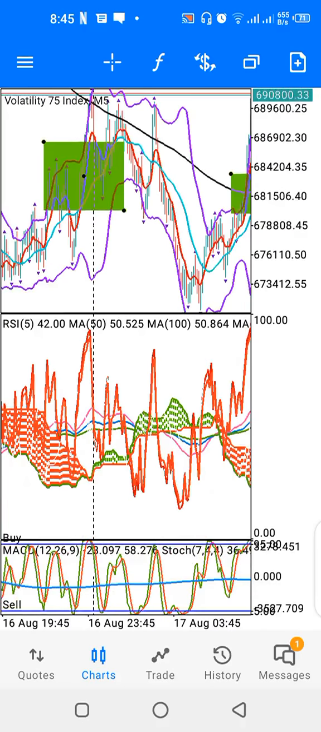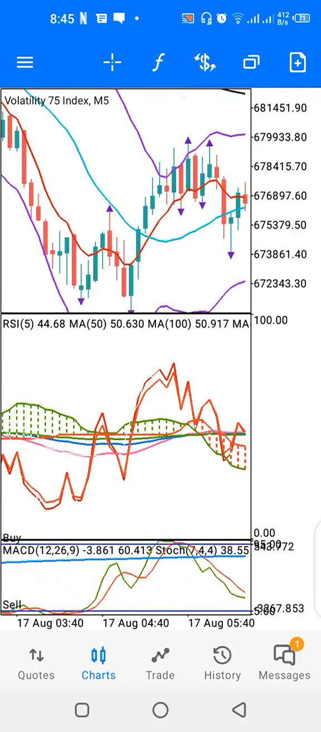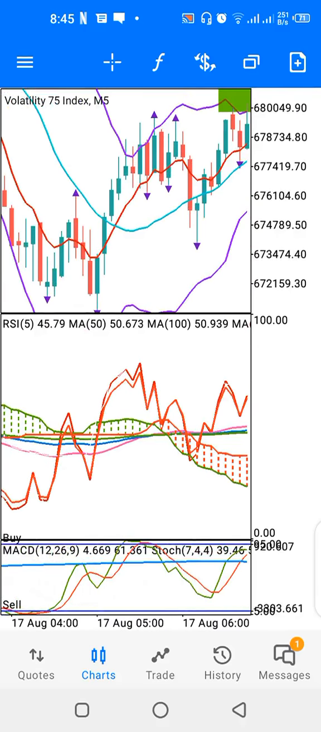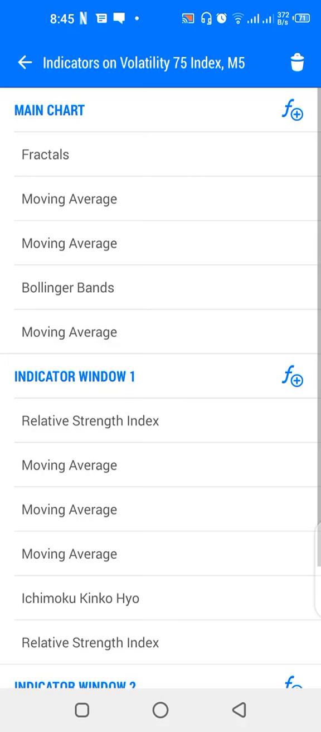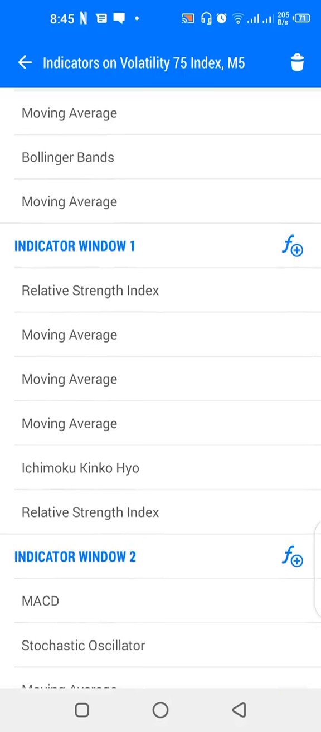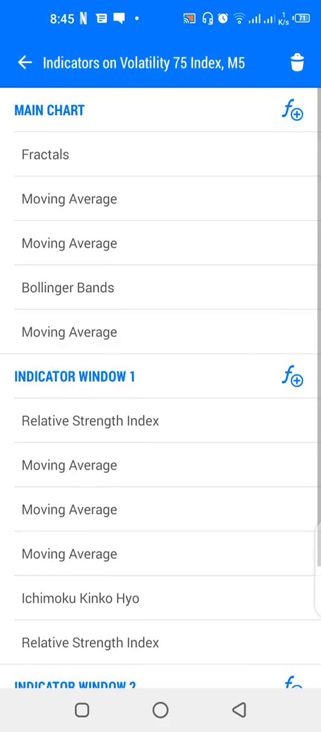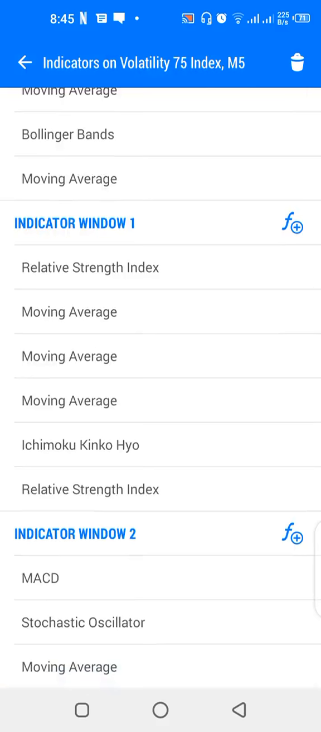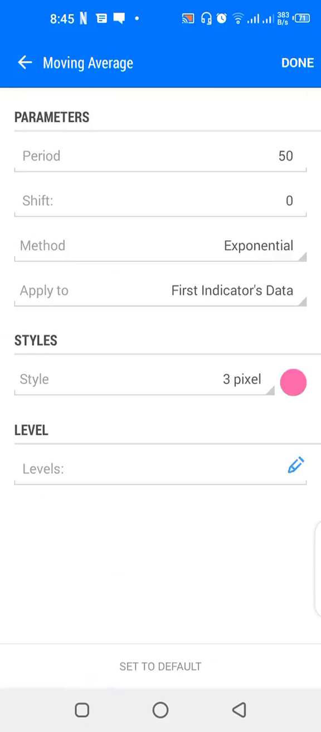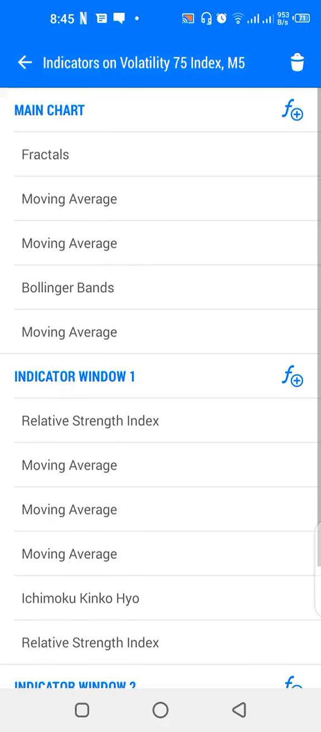Now, how can we use the indicators on indicator window 1? Let's check the parameters on indicator window 1 first. We have relative strength index. The period is 5. Apply to close. Color is red. Still on indicator window 1, we have moving average. Period is 50. Shift is 0. Method is exponential. Apply to first indicators data. Of course, the color is pink.